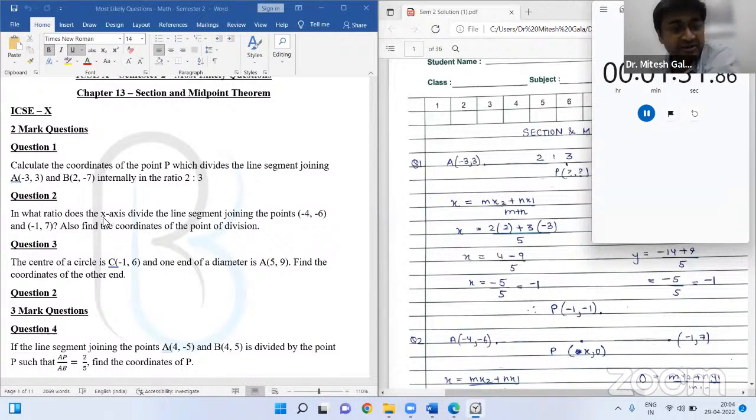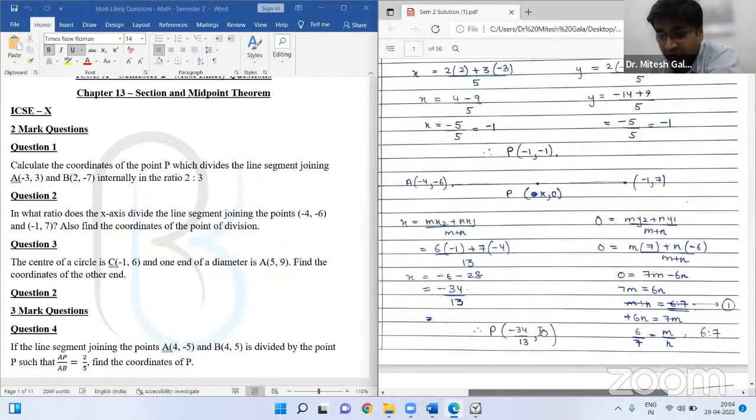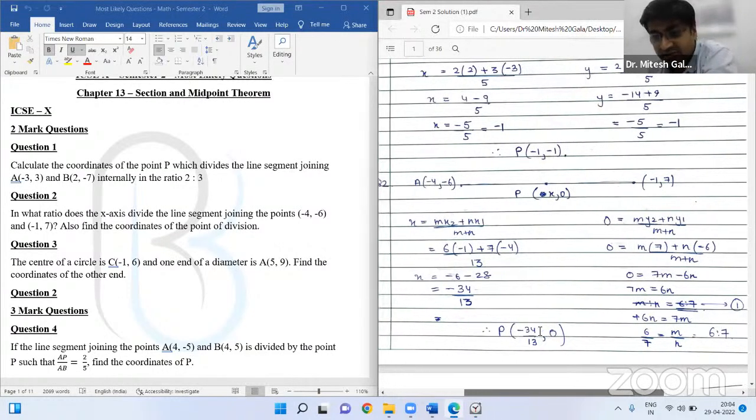Since the point is lying on the x-axis, what was the point that we are going to consider? (x, 0). Brilliant. I am 100% sure you will get a question like this in the exam. So (x, 0) is the point. You take x equals (mx2 + nx1)/(m+n), but you first apply it for y in order to get the ratio, and then you find the point. Did you get the ratio as 6:7, everybody?